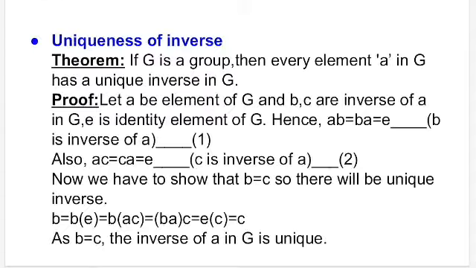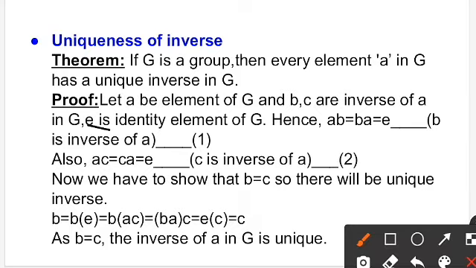So let's go to the proof. We have considered A as an element of the group, and B and C are inverses of that element A in the group G. Also E is the identity element here. So AB is equal to BA is equal to E, and this is so because B is the inverse of A. Also AC is equal to CA is equal to E, because we have also said that C is the inverse of A. Therefore from these two we have to show that B is equal to C, therefore there will be a unique inverse.